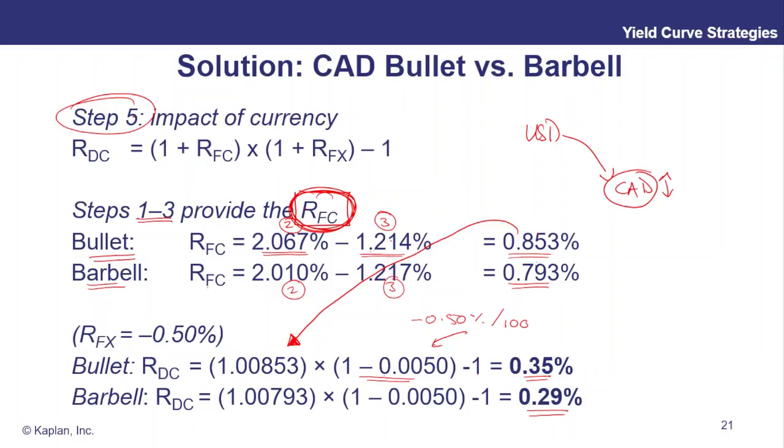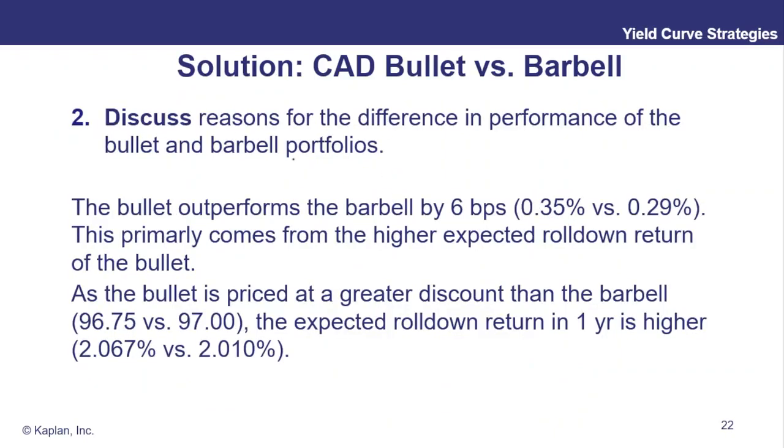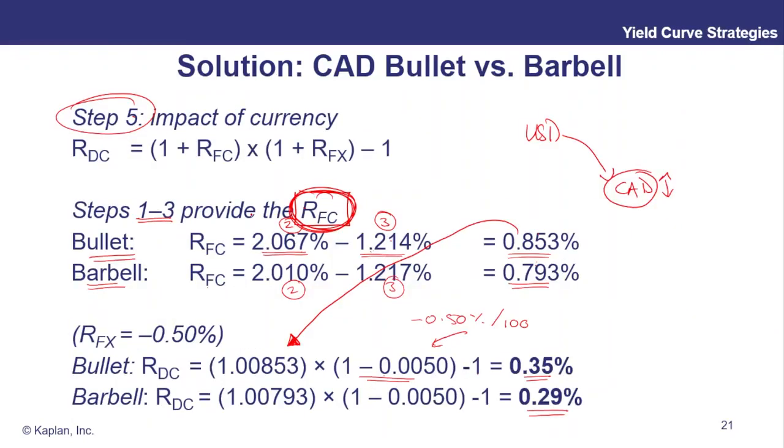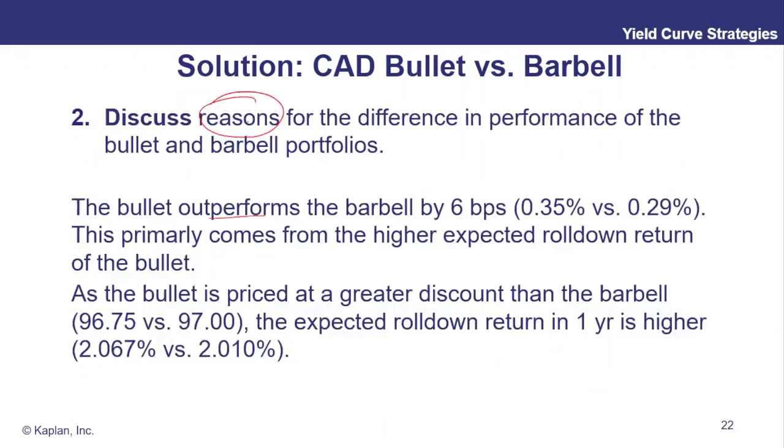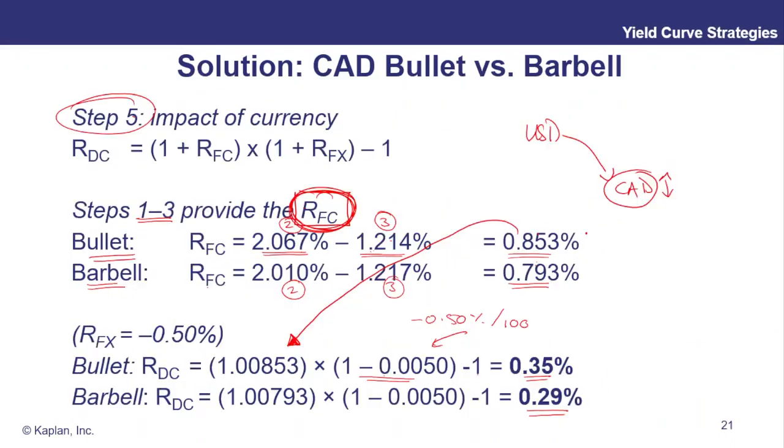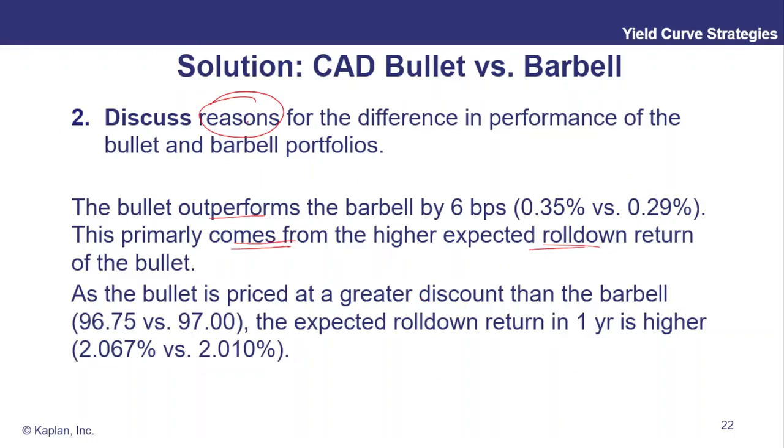And I think the second part of this question is asking why. What's the reason for that? The bullet outperforms the barbell by 6 basis points. We can see that. This primarily comes from the higher expected roll down return. We've noted these differences. It primarily comes from here, doesn't it? That's the roll down return being higher. There's a slight underperformance here due to convexity, but that's not the major difference. Having noted there'll be a difference in convexity, it's primarily coming from the higher expected roll down.